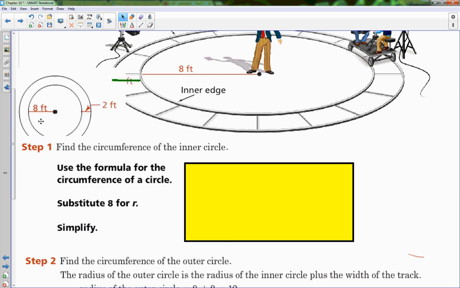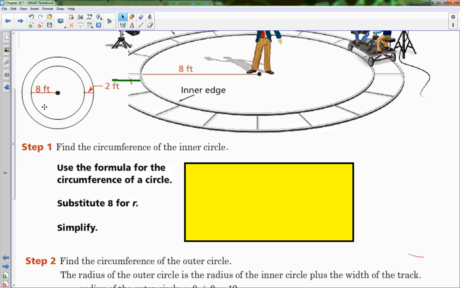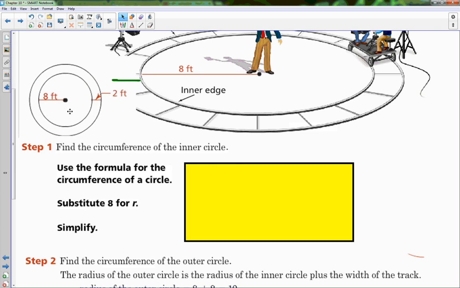So the first thing that we need to do is create an aerial view. So here is our inner track, it's 8 feet. And here is our outer track, it's 2 more feet. So we are going to find the circumference of the inner circle. The first thing that we're going to do is find the circumference, because our little camera is riding around the track. So we're talking about circumference, we're not talking about area.